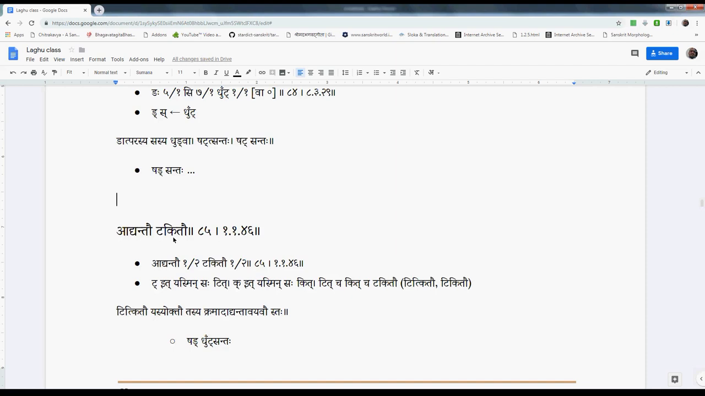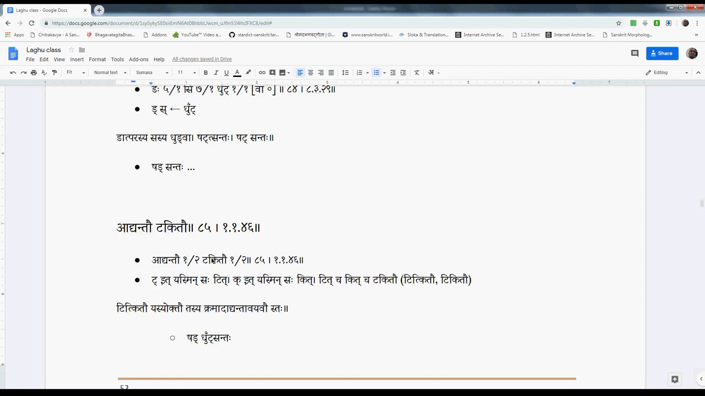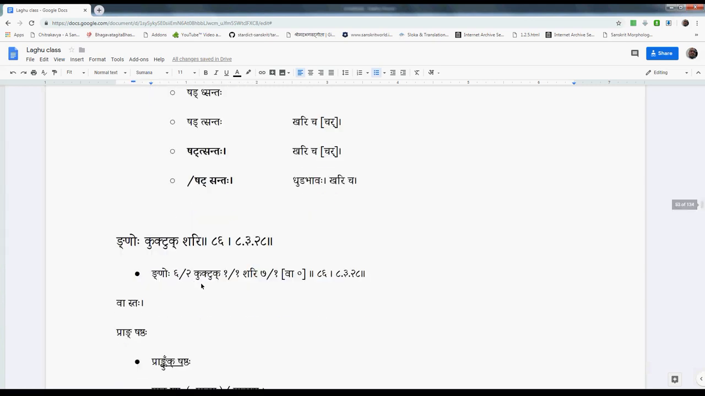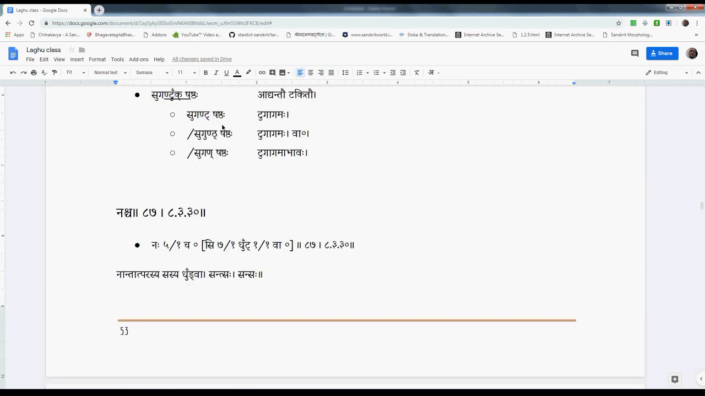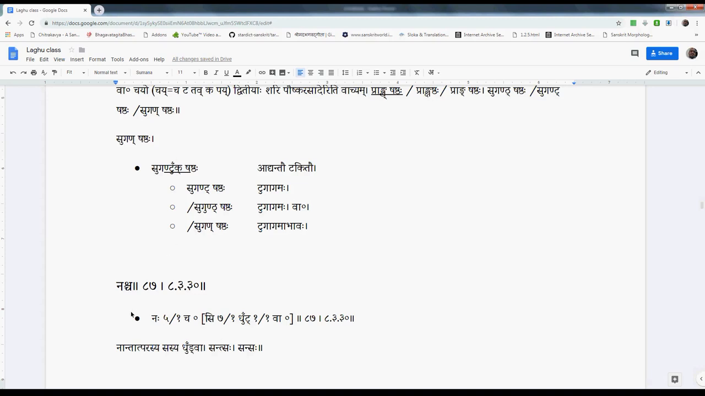Adyanto takito, where should these tit and kit agamas go? Tit will go at the adi and kit will go at the anta. No kuk tuk shari, so kuk and tuk agama for ngakara and nakara. Take kuk or tuk agamas when shar follows. This is also vibhasha. So sagund shashtaha, sagund shashtaha. These are the forms we saw.